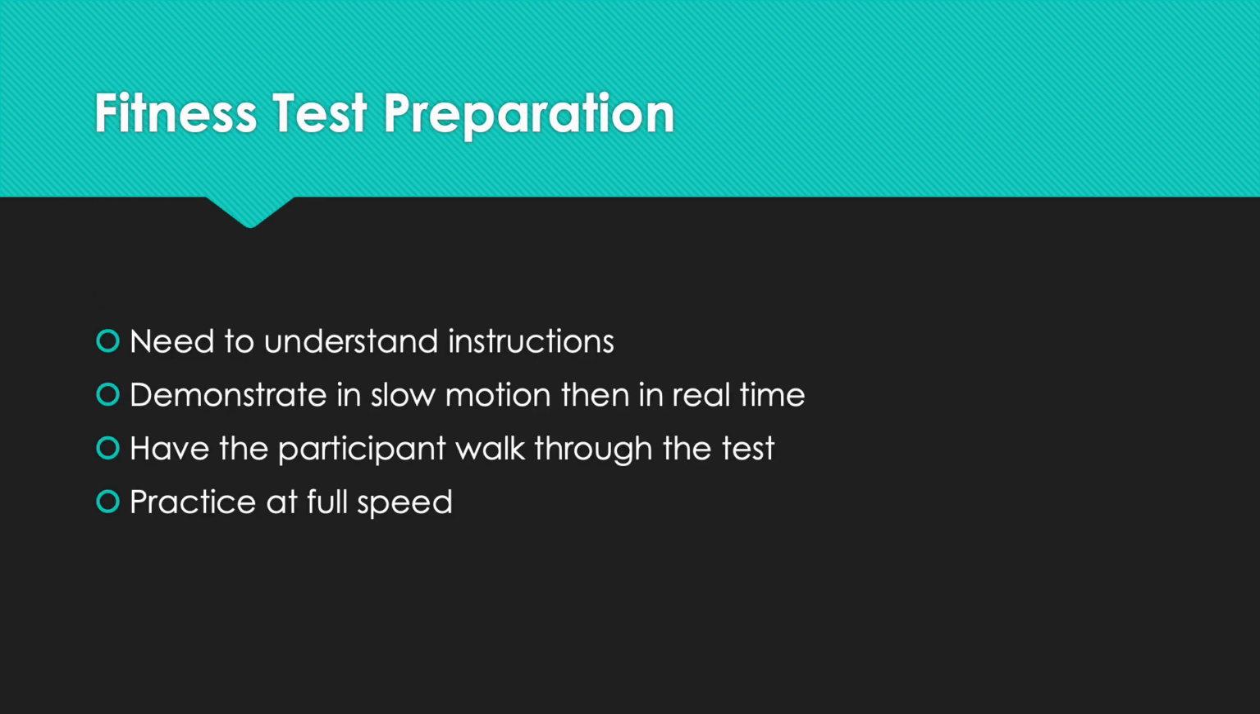As we had talked about in Module 10, when we're administering fitness tests, we do have some preparations that we need to take into account. One is the need to understand instructions. That's important from the clinician and the participant's point of view. You want to make sure you're demonstrating in slow motion and then again in real time. You want to have the participant walk through the test to make sure that they understand exactly what they need to do. And then you can always give them the opportunity to practice at full speed as well. This will help to ensure more reliability with the scoring.